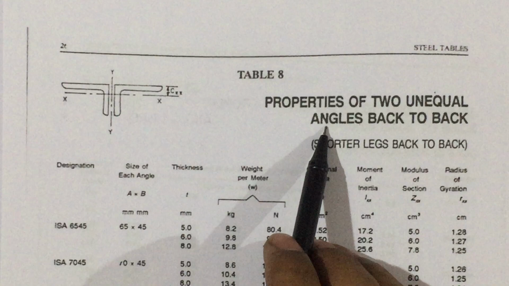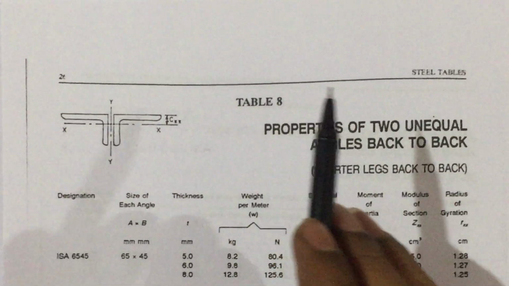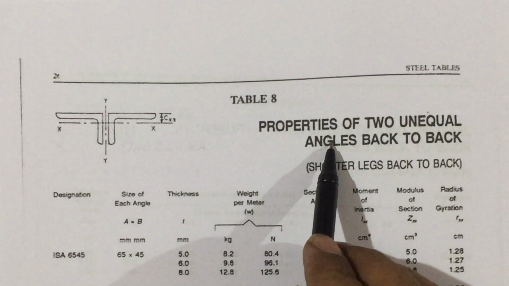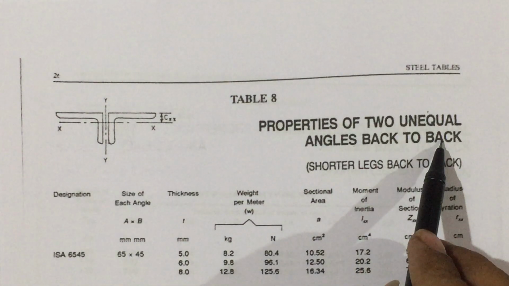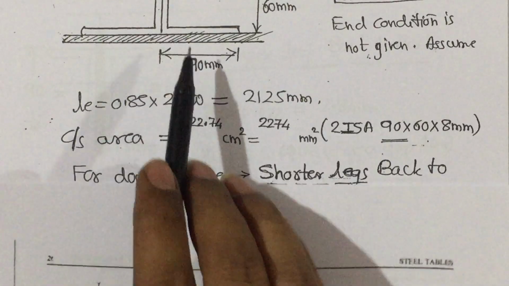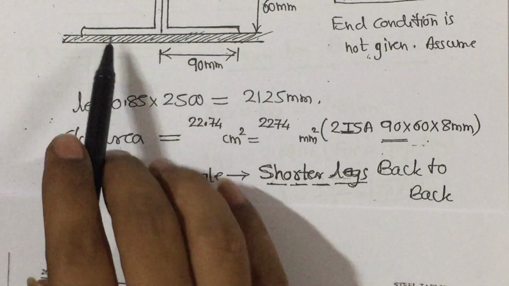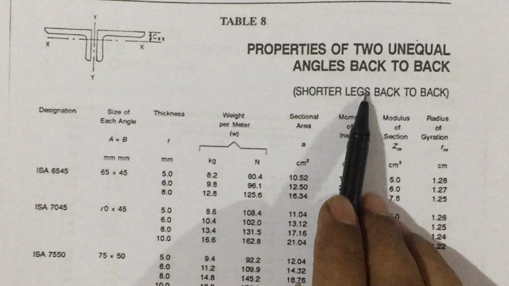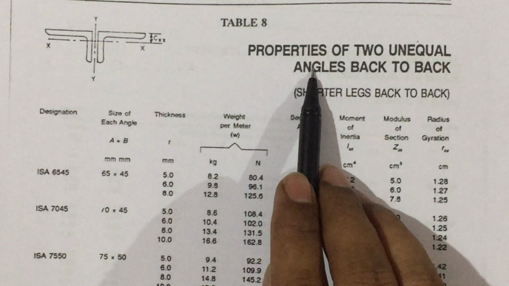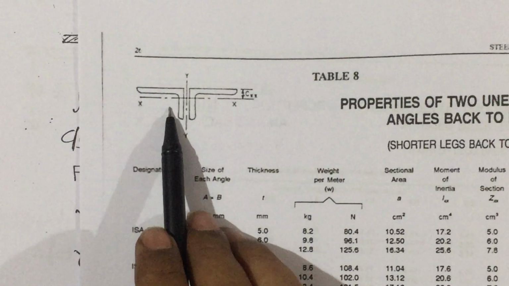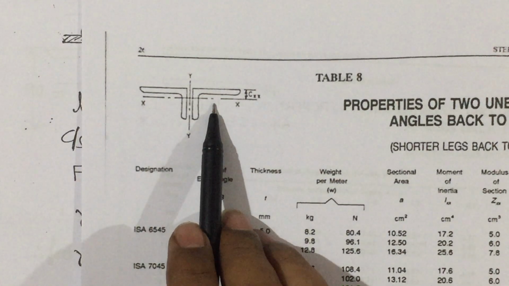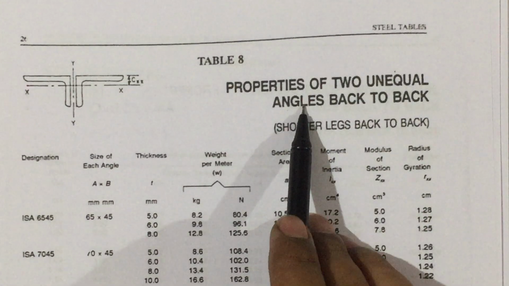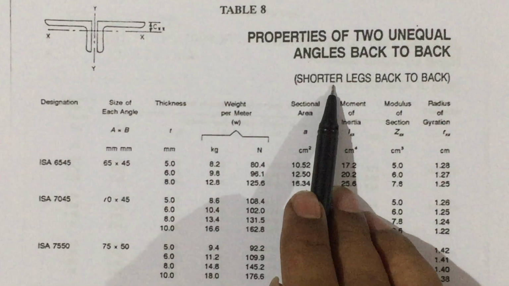From the steel table, it is 90 by 60, nothing but unequal angles. They are connected back to back, with the shorter legs back to back. You need to search like this only. First search for unequal angles, then in that built up sections, unequal angles, then in that shorter legs.